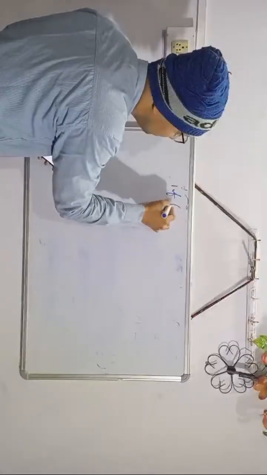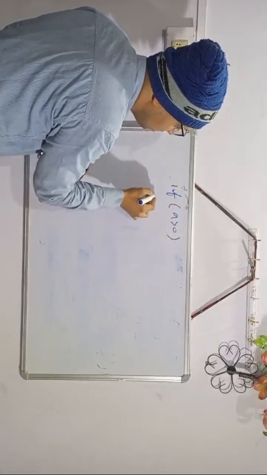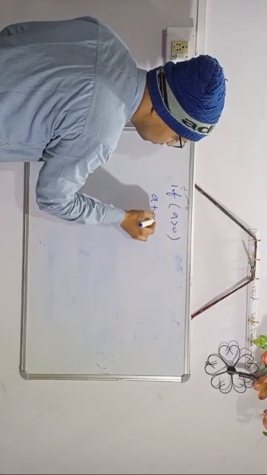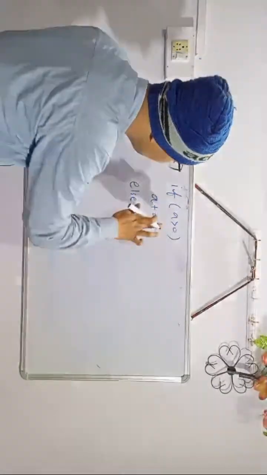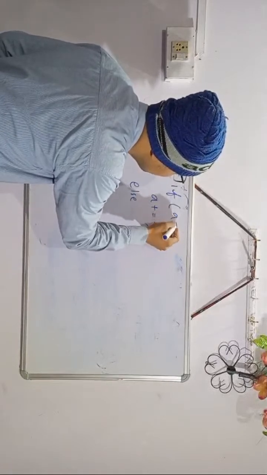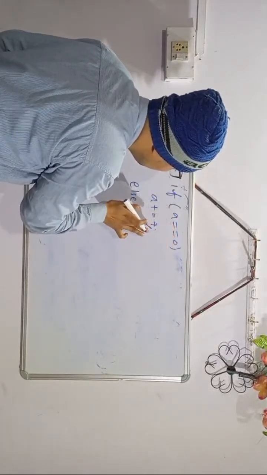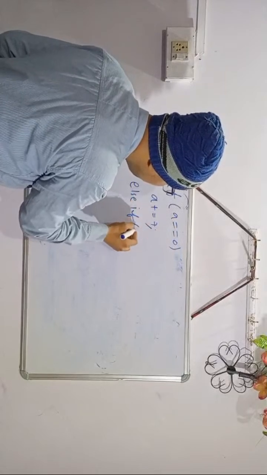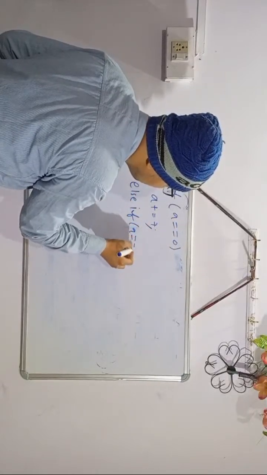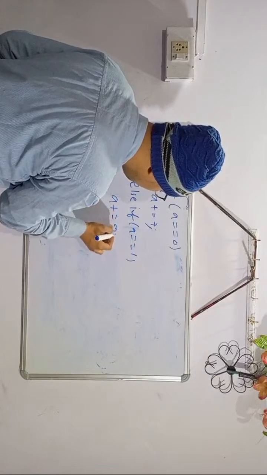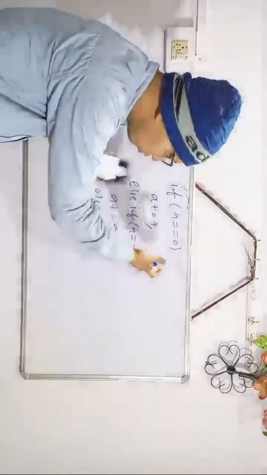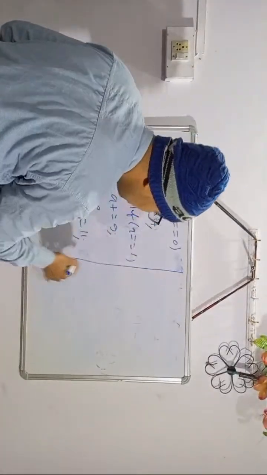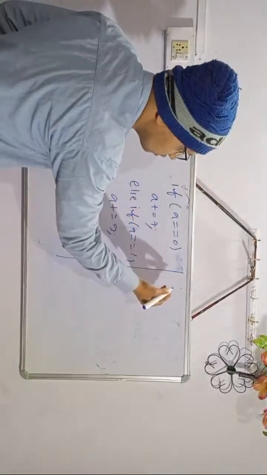Suppose there is a code. Here it is written: if a is equal to 0, then a plus equal to 7. Else if a is equal to 1, then a plus equal to 9. Else a plus equal to 11. So this is a code which I have written, and I will convert this code into switch. Kindly see how to write the switch statement for this.